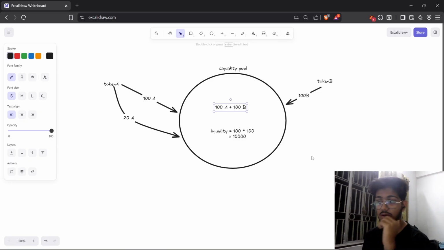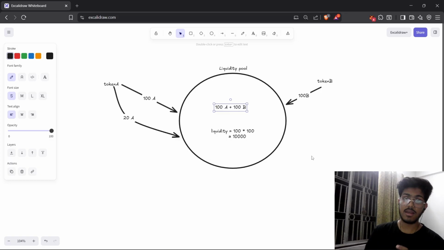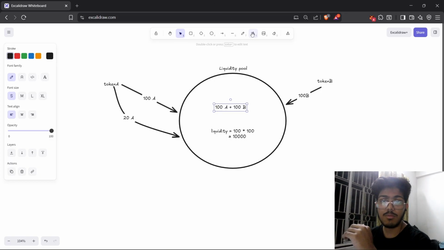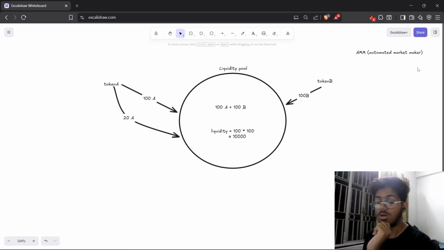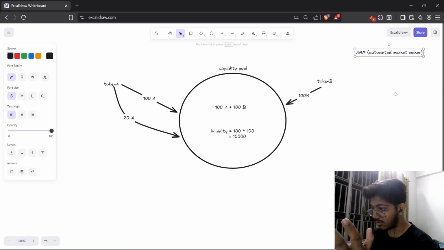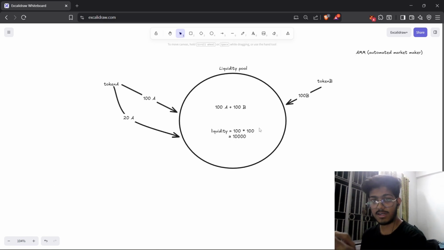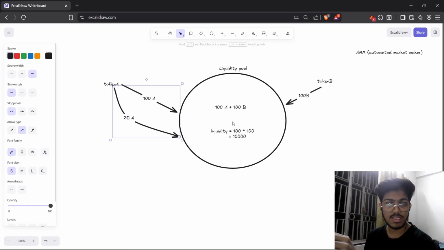Now, how many token B he will get will be decided by an algorithm called AMM. What is AMM? AMM, also known as automated market maker. What this does is it sets the prices of the tokens using an algorithm which is already written, and it decides how many tokens this person will get if he gives 20 token A's.